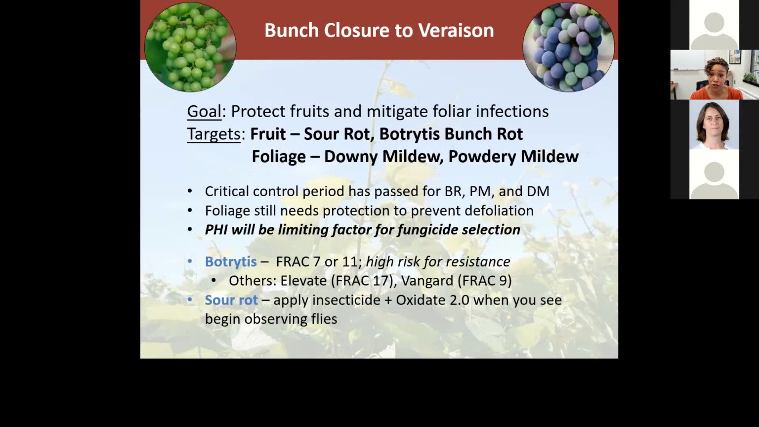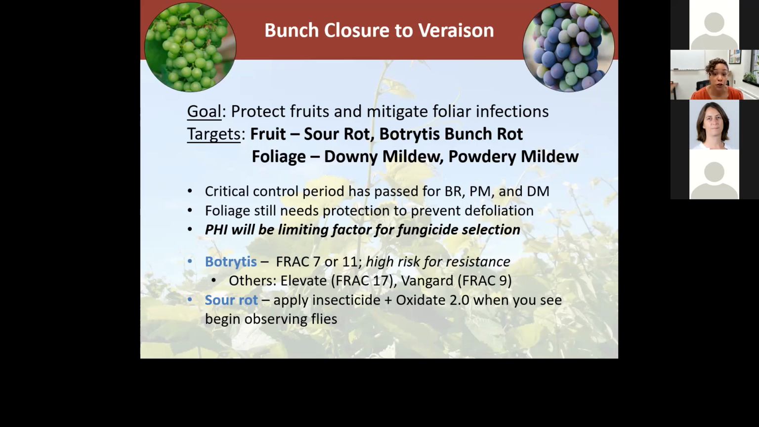So from bunch closure to veraison, our goal right now is protecting fruits and trying to mitigate those foliar infections. At this point, you shouldn't really be worried about black rot on the fruit or even hopefully too much powdery or downy on your fruit. You're protecting them now from things like sour rot and botrytis bunch rot under conducive conditions. But your leaves can still very much get infected with downy mildew and powdery mildew. And if you've already had infections that haven't been well controlled up until this point, you will likely still need fungicides to prevent defoliation of the vines going into winter.